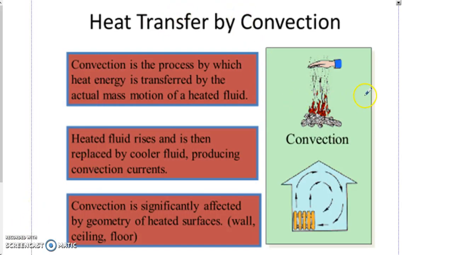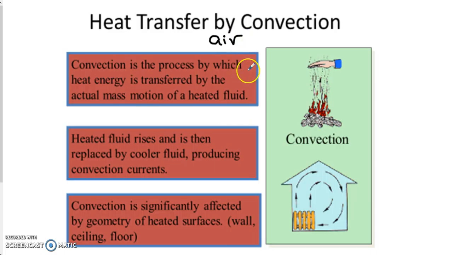And then we have heat transfer by convection. Convection is the process by which heat energy is transferred by the actual mass motion of a heated fluid. So this is going through the air. Convection is significantly affected by geometry of heat surfaces: walls, ceiling, floor.